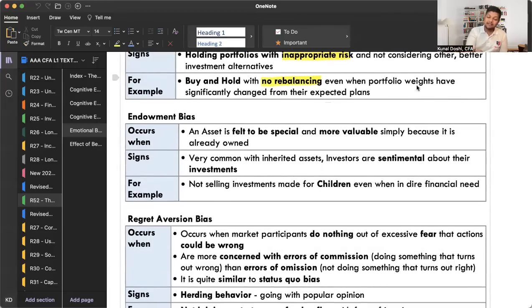Endowment bias is where an asset is felt to be special or more valuable. For example, let's say you inherited something from your forefathers. You're not going to sell it, even if it is worth selling, right? Very common with inherited assets, investors are sentimental about their investments, right? For example, your forefathers' property or some paintings or pictures, you don't want to sell it, whatever that thing would be, even if it makes money, you don't want to sell it.